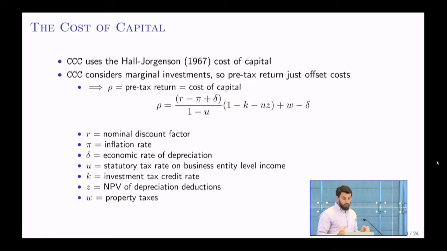So we have the cost of capital being a function of some economic variables, like the nominal interest rate and the rate of inflation and the rates of depreciation, as well as some policy variables like that net present value of depreciation for tax purposes, which is parameterized here by this parameter Z. U here is the statutory marginal tax rate on investments at the business entity level, so that's another parameter of this model. K is another policy parameter, that's the rate of investment tax credits. W is the property tax rate. And so all of these different parameters and variables figure into this cost of capital calculation.